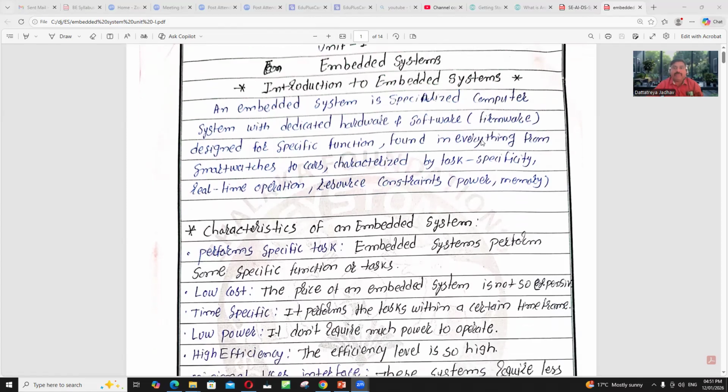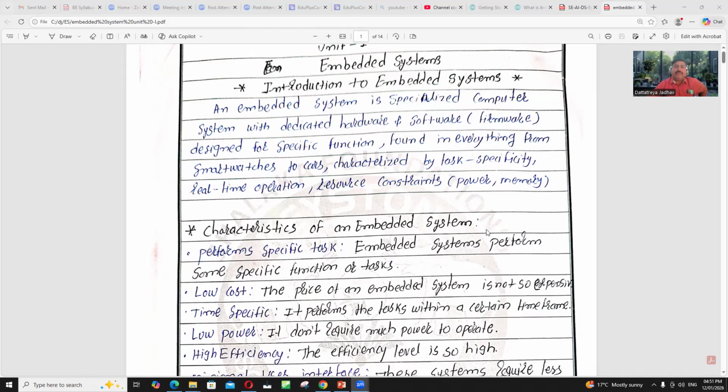An embedded system is a specialized computer system with dedicated hardware and software, designed for a specific function, found in everything from smart watches to cars, characterized by task specification, real-time operation, and resource constraints. It may consider power and energy. So in general, an embedded system is a combination of software and hardware which is used for a dedicated application and purpose.